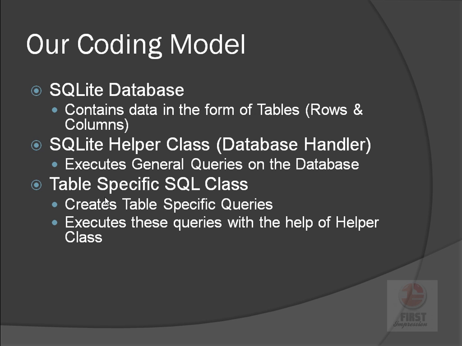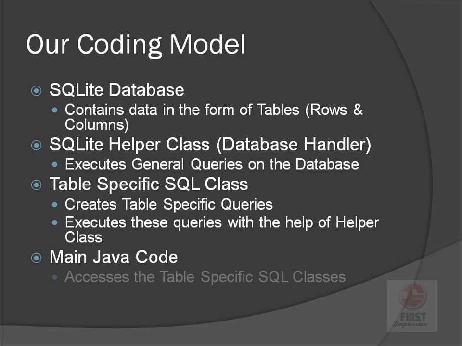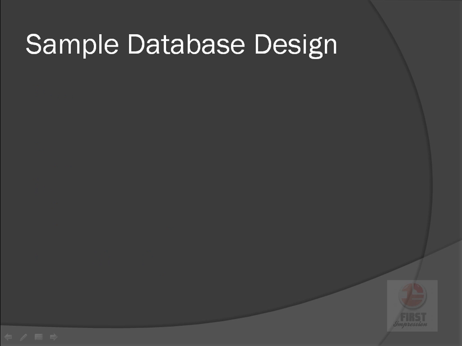So you have the SQL database, you have the helper class, and you have the table specific SQL class. The table specific SQL class will create the queries and execute them with the help of the helper class on the database. And then you'll have the main Java code, which will access the table specific class to access the database.